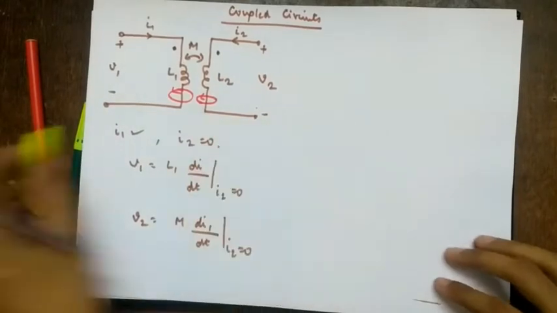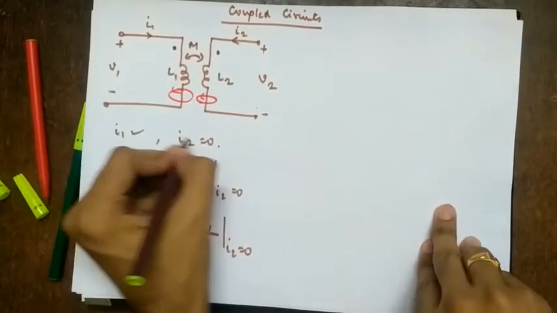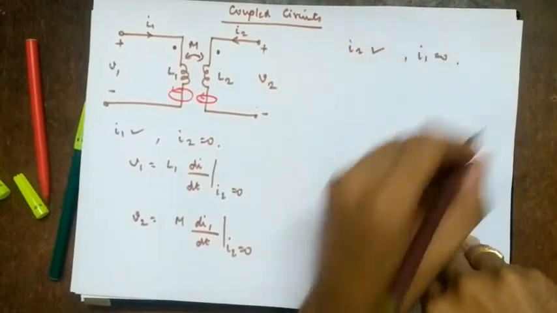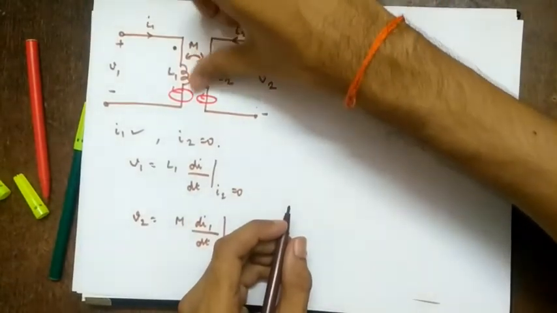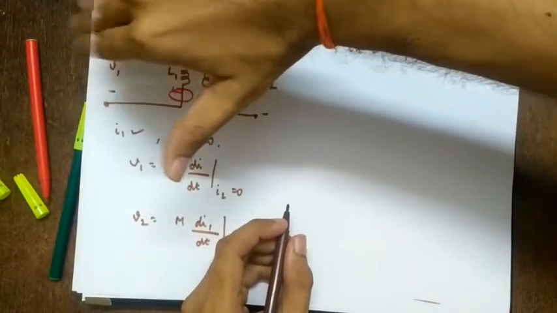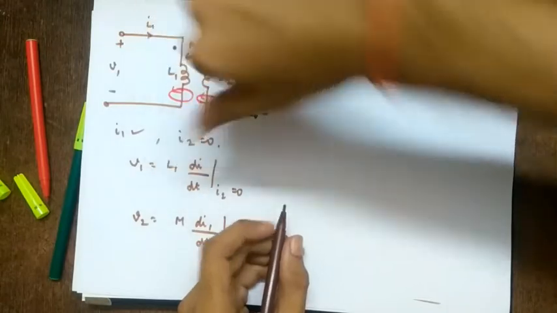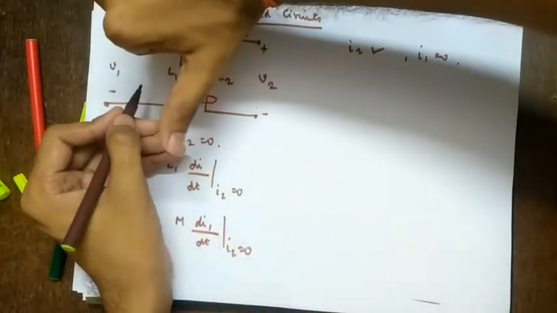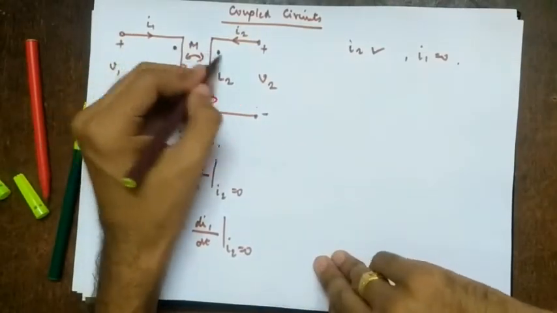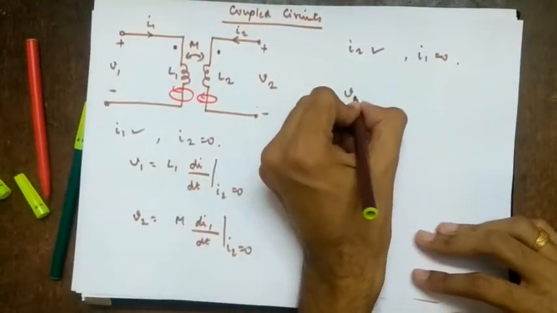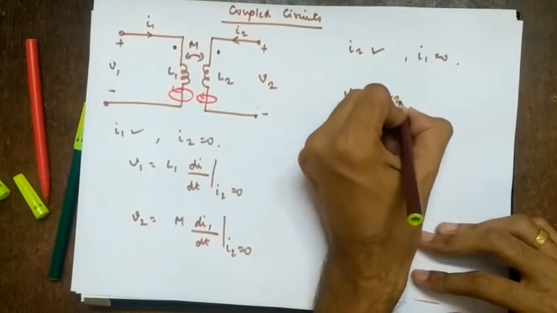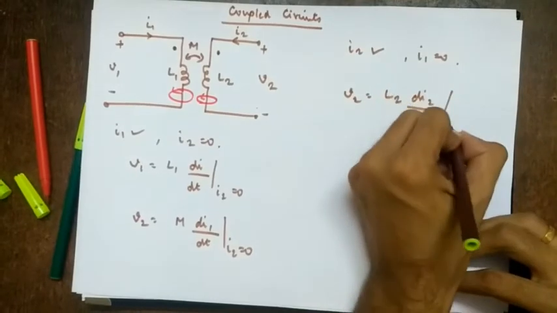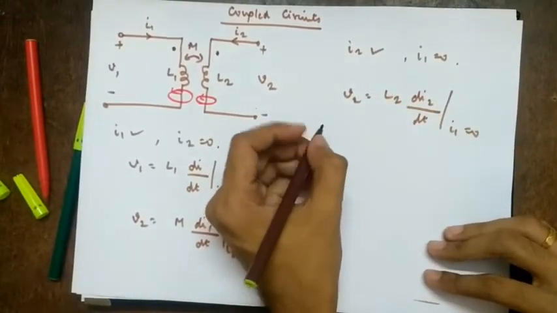Now we have seen I1 is flowing and I2 is 0. Now let's say I2 is flowing and I1 is 0, right? So again current I2 is flowing now, like this. I am getting the same flux in this direction, and again it will get linked in this way. Again I am getting the current flowing downwards, and both are entering, so plus. So what will be V2? It will be the self-inductor voltage. So V2 is L2 di2 by dt at I1 equal to 0.